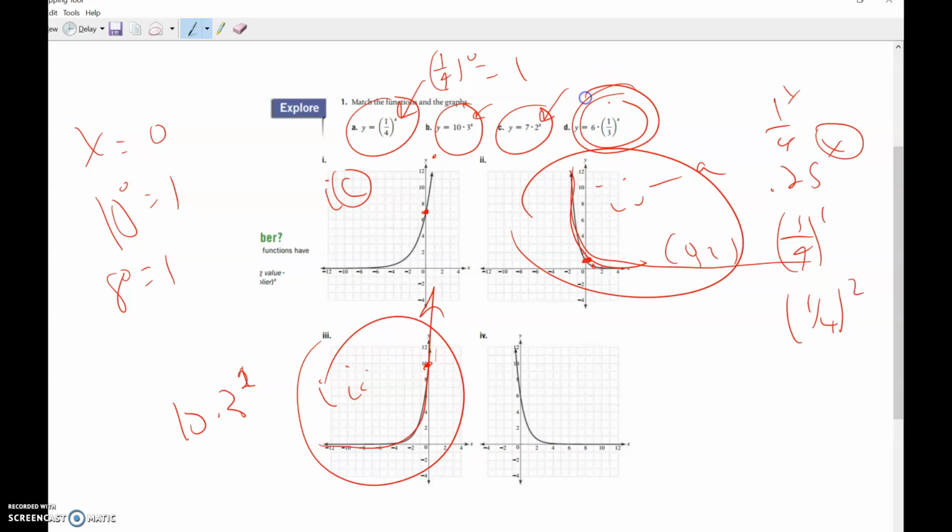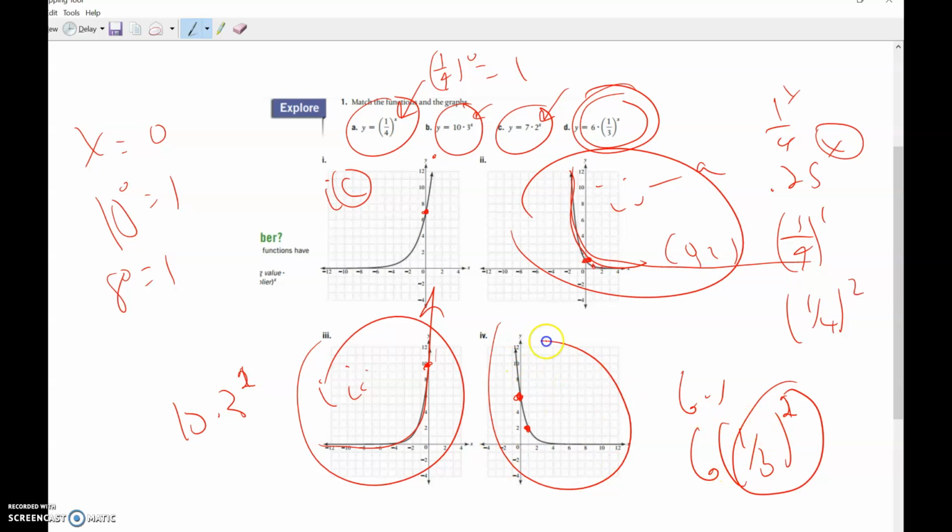Now this one's decaying. If you see that, anything to 0 power is 1. So 6 times 1 is 6, which is good. But then notice if I have the first power, I'd be taking 1/3 of 6, which is 2. So you can see that it does go through 2. And if this is squared, I'd get, order of operations, 1/9, and I'm going to get a fraction. So this, again, is decaying because it's getting really low. All right, go ahead and look at questions 2A and B, and then we will chat.